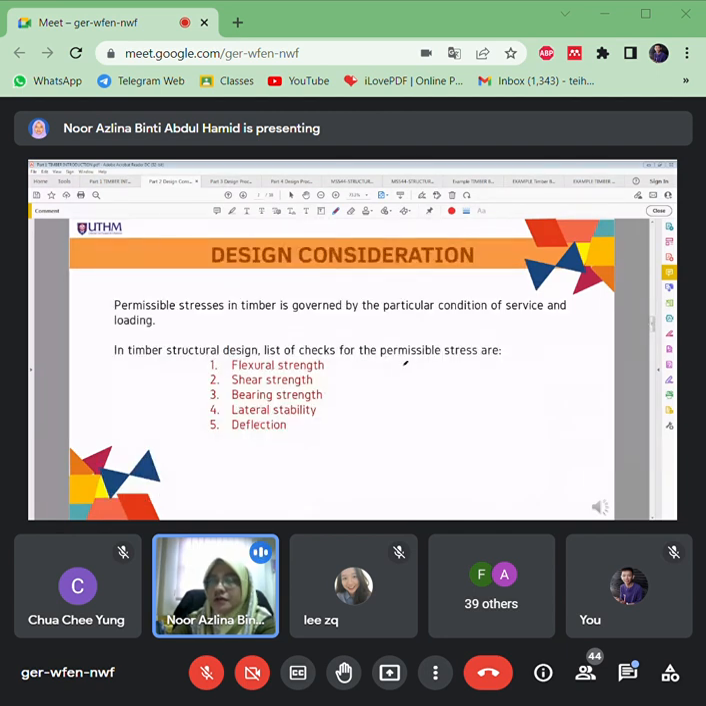Then we go for permissible stress. For the permissible stress, we have to do the comparison. We have to check whether the applied stress is less or more than the permissible stress. This is the list of checks for permissible stress. We need to do the checking for flexure, shear, bearing, lateral stability, and deflection. So all of these five checks for the permissible stress.